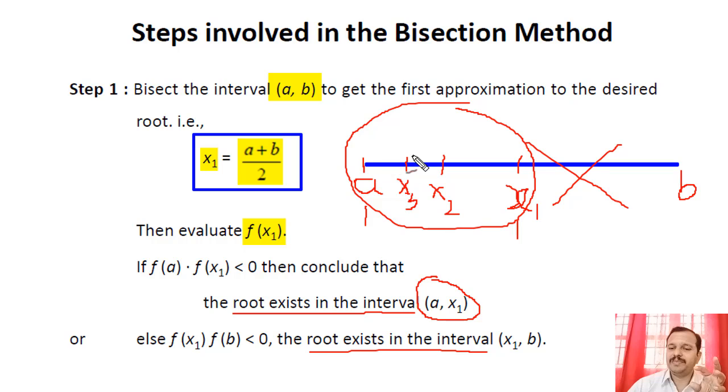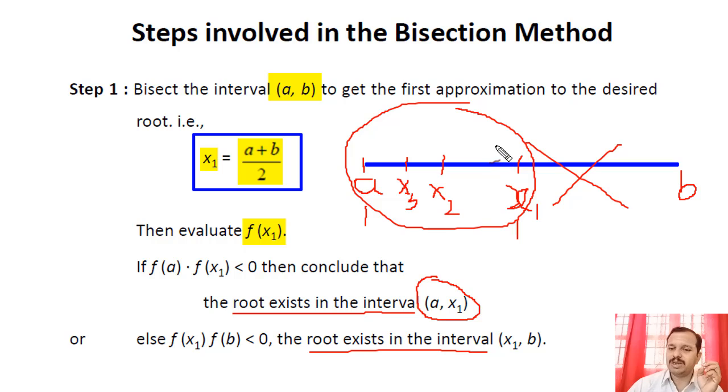Or else, if the root is not here, it will be here. That is, if the values of f at x2 and f at x1 are of opposite sign, then we say that the root is in this portion. If the root is in this portion, we avoid this entire part. We have already deleted this part. We will be deleting this part as well, and we will be concentrating only on this part. So in that way the process goes.